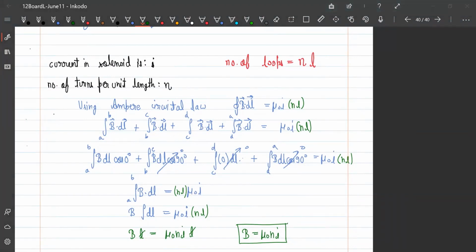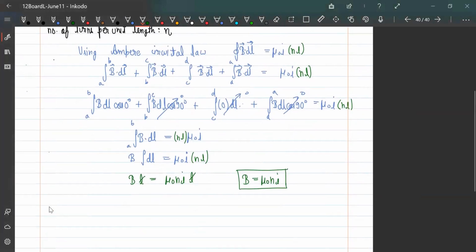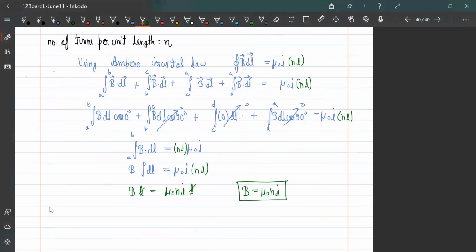Toroid is not that common. Toroid बहुत ही rarely पूछा जाता है, तो board exams में तो नहीं है. But still, do a derivation for toroid. Okay, again, same thing. इसका derivation तो बड़ा easy है. Derive the formula for magnetic field due to a toroid.